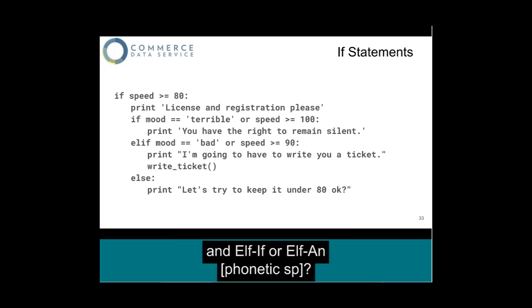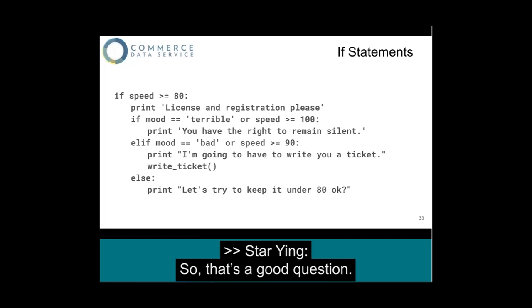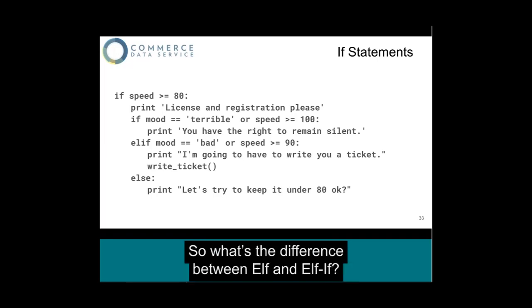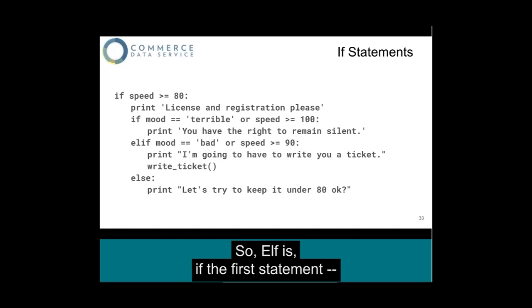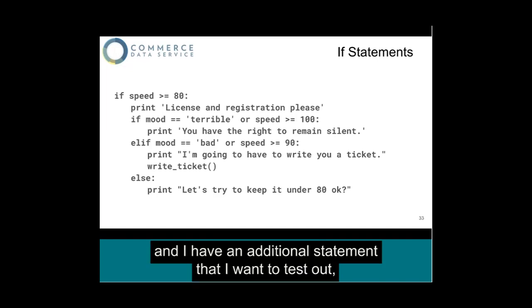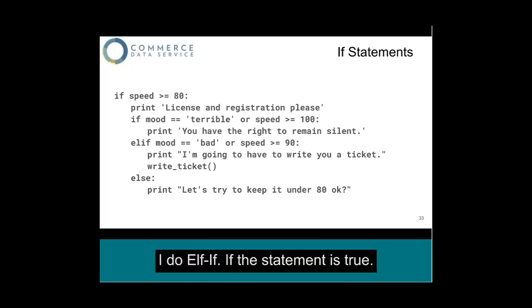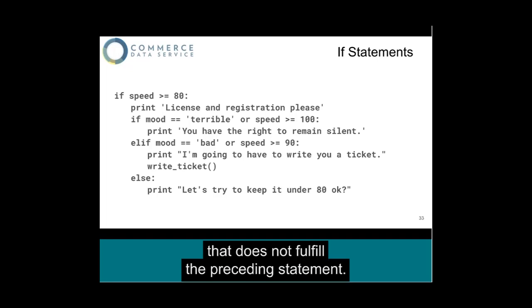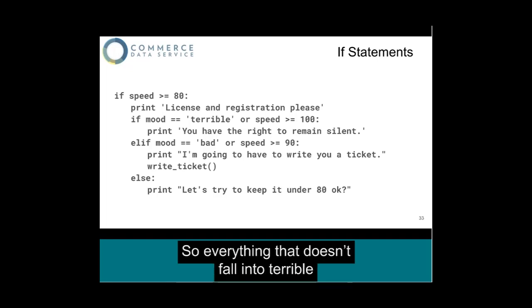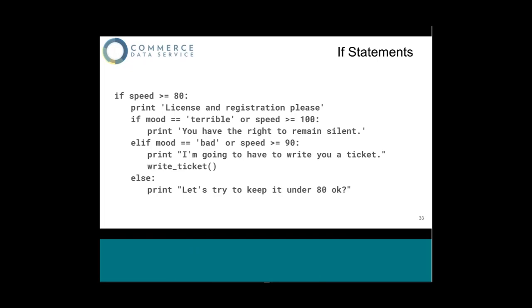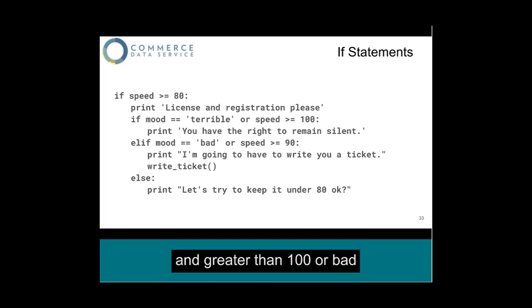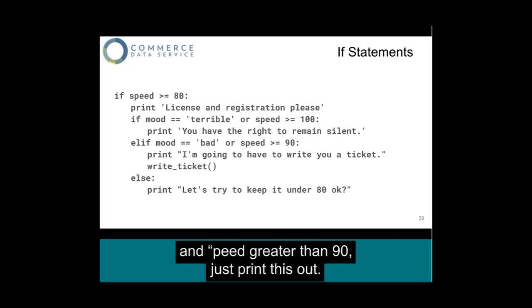What is the difference between else and else if? That's a good question. Else if is for when the preceding if statement is false and I have an additional statement I want to test: else if this statement is true. Else, just else alone, is for when I want everything that does not fulfill the preceding statements. So everything that doesn't fall into terrible and speed greater than 100, or bad and speed greater than 90, just print this out.